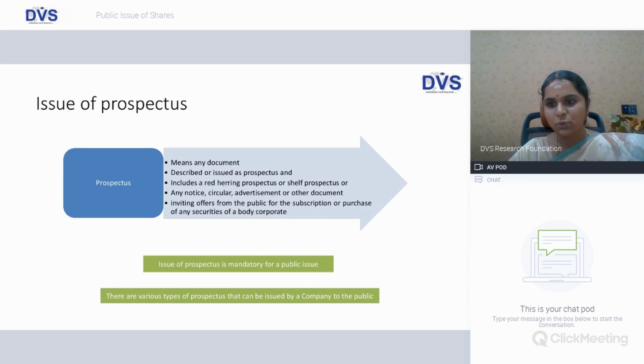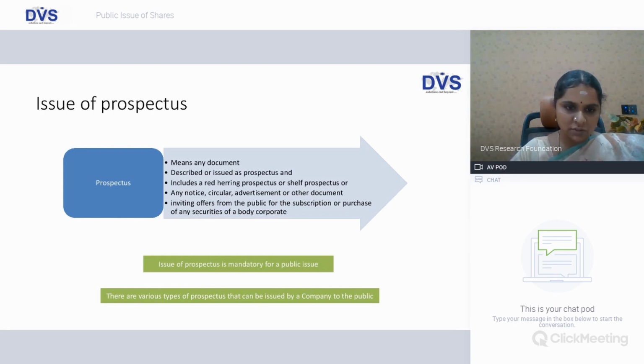This next point is very interesting. It says any notice, circular, advertisement or other document which the company makes to invite the public to subscribe or purchase the securities of any body corporate, that will be construed as prospectus. So the last line, professionals, we need to be extremely careful. Any notice issuance which relates to this will be construed as prospectus, and if that does not deal with the respective contents as provided in this section, then it will amount to liability, both civil and criminal.